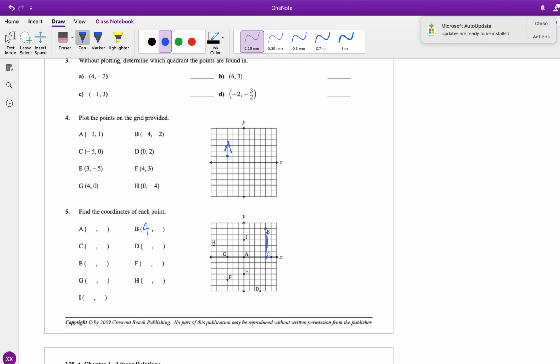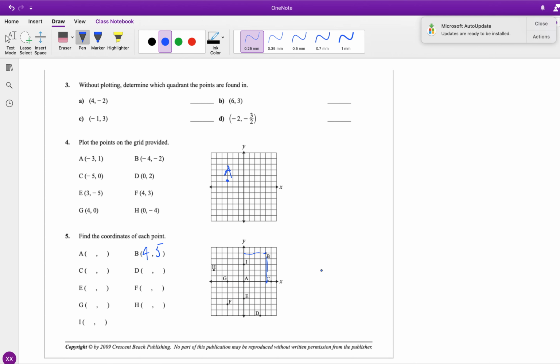Now, what is the y value? So we go to the y-axis. So 1, 2, 3, 4, 5. And then that is 5, right? So that's how you do these two questions.